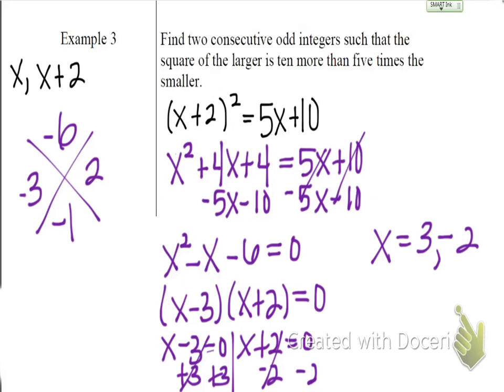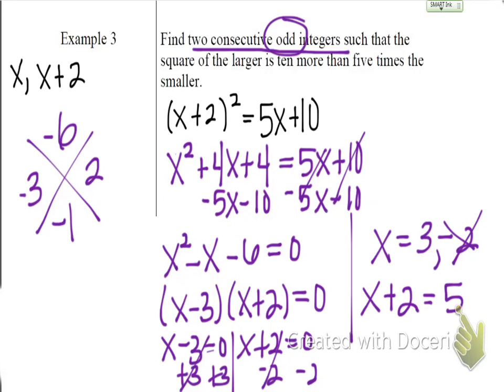Now the problem wanted us to find two consecutive odd integers, so I can eliminate negative 2. So I had two choices for x, the first integer, 3 and negative 2, but the problem specifically wanted us to find the odd. So I'm not eliminating negative 2 because it's negative, I'm eliminating it because it's an even number. So my only starting integer would be 3. So the next odd integer after 3, or x plus 2, is 5. So my two integers are 3 and 5.